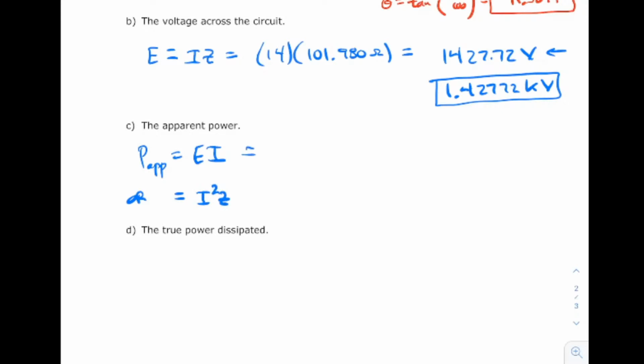Let's just make sure they come out the same, because I like to do that now and then. So the E, if I use regular volts, is 1427.72. And the amps, remember the amps was 14. These are RMS values now. And if I take the 1427.72 and multiply it by the 14, I'm getting 19,988.08. Apparent power. Do not say watts, say volt-amps, okay? Or really 19.98.